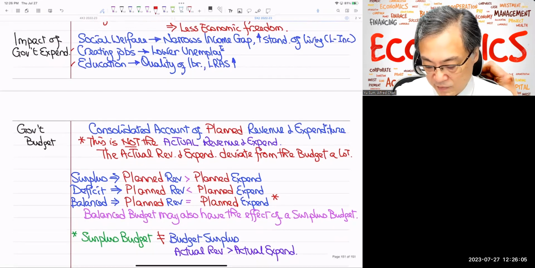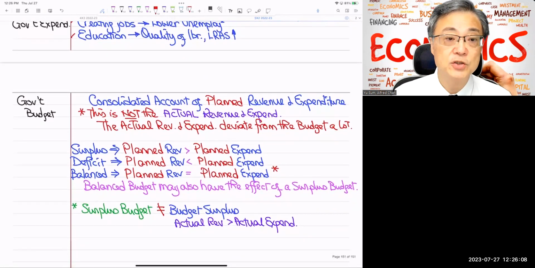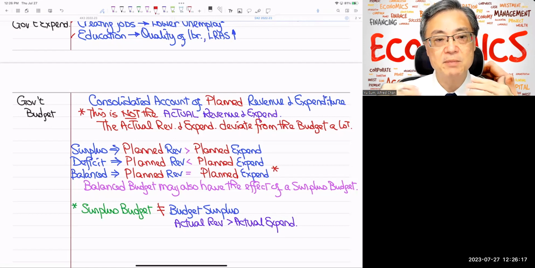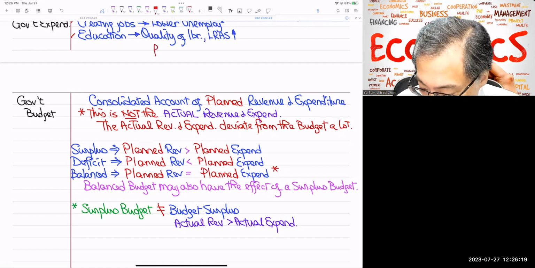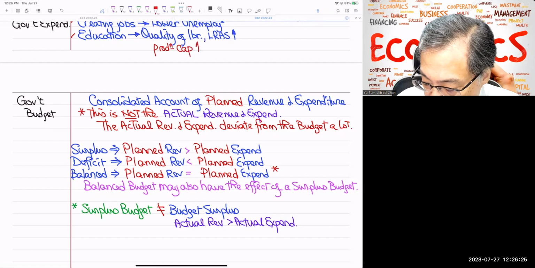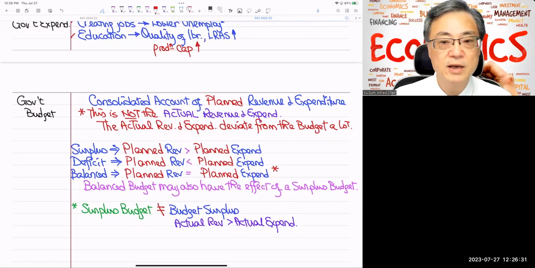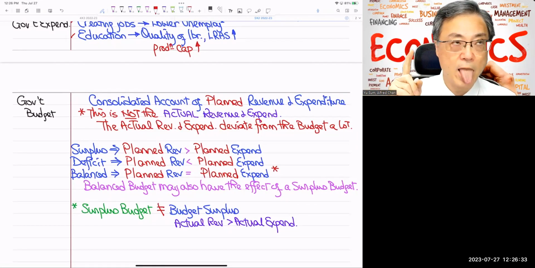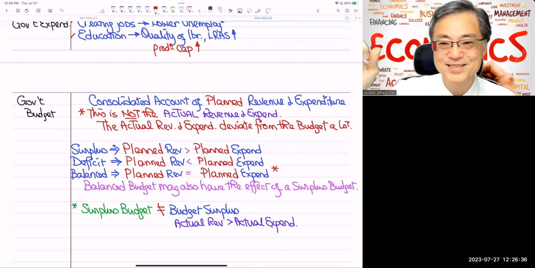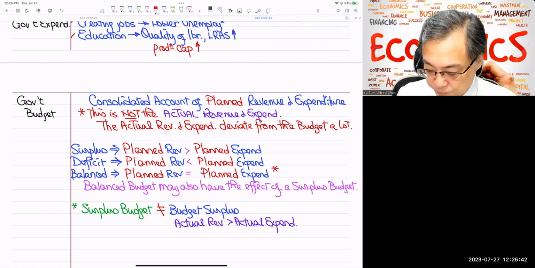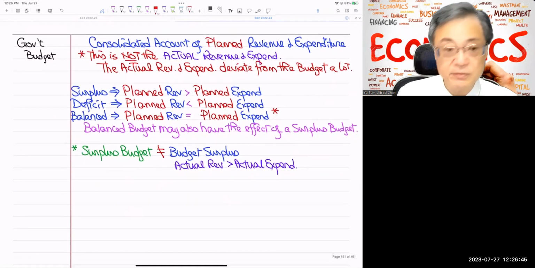If the government spends a lot of money on education, especially tertiary education or training as well, you improve the quality of labor. The quality of labor, that means your production capacity, I hope you still remember this term, will increase. And that means your LRAS, your full employment output level, your potential output level, your long-run aggregate supply curve, is going to shift right.